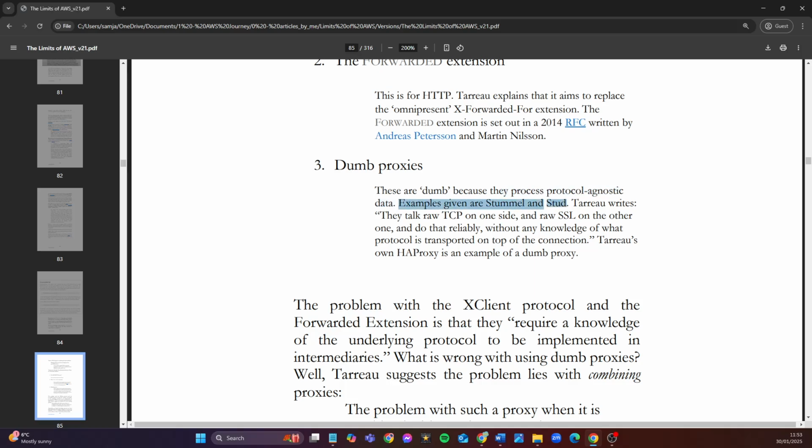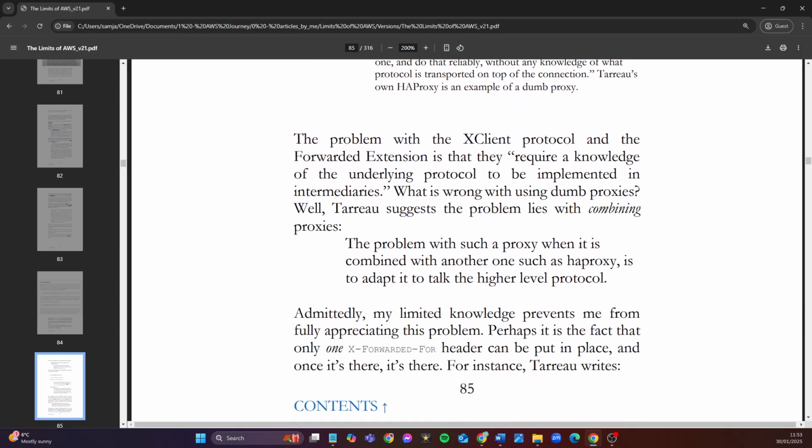Examples given are stunnel and stud. Tarreau writes, they talk raw TCP on one side and raw secure sockets layer on the other one, and they do that reliably, without any knowledge of what protocol is transported on top of the connection. Tarreau's own HAProxy is an example of a dumb proxy. The problem with the X-CLIENT protocol, that should be written all uppercase, and the Forwarded extension, is that they require a knowledge of the underlying protocol to be implemented in the intermediaries.